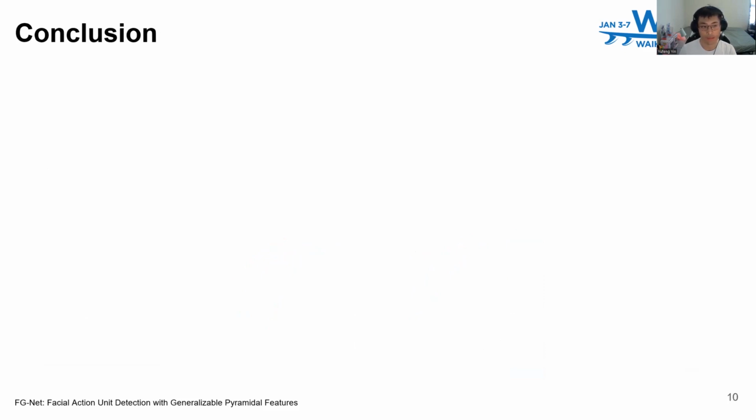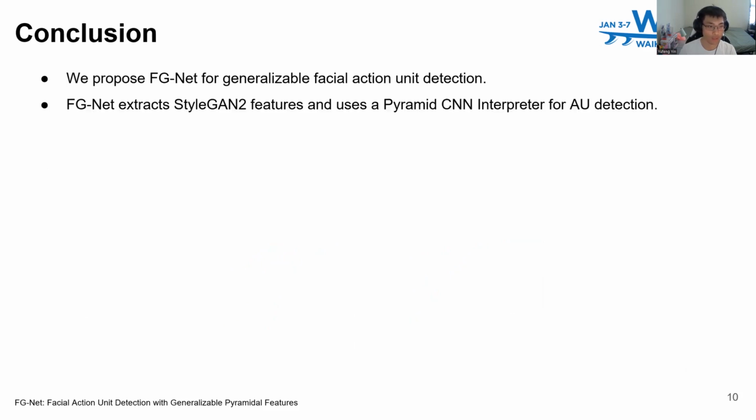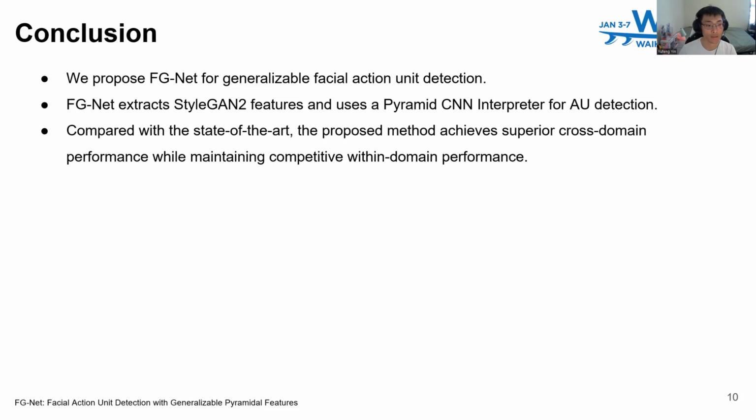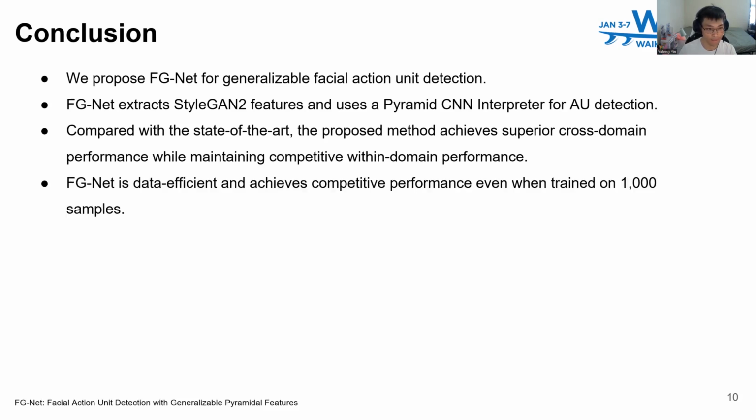In summary, in this work, we propose FGNet for generalizable facial action unit detection. FGNet extracts StyleGAN2 features and uses a pyramid CNN interpreter for action unit detection. Compared with the state-of-the-art, the proposed method achieves superior cross-domain performance while maintaining competitive within-domain performance. In addition, FGNet is data efficient and achieves competitive performance even when trained on 1,000 samples. And lastly, our code is released on GitHub.